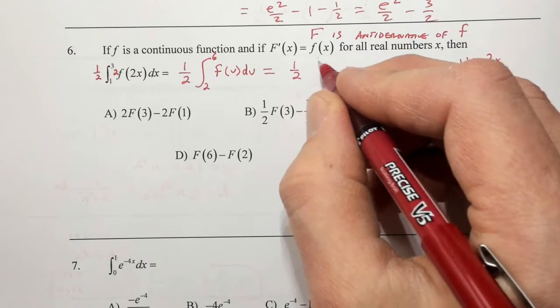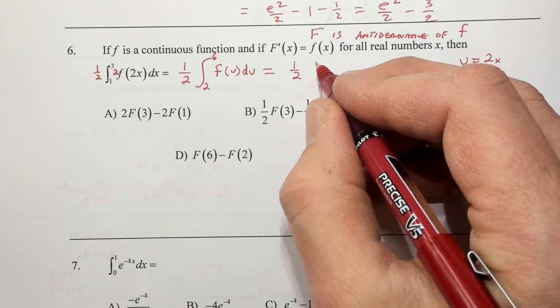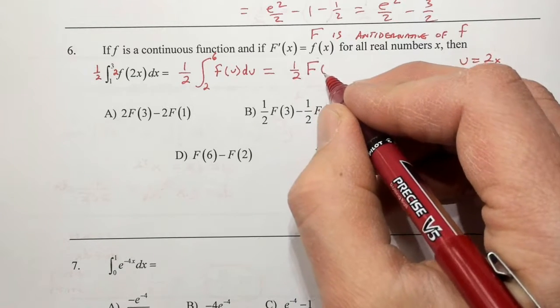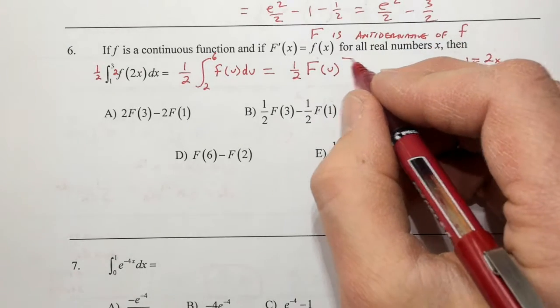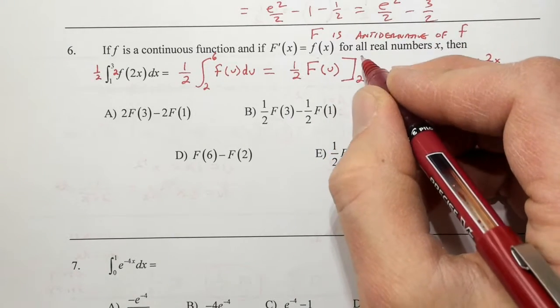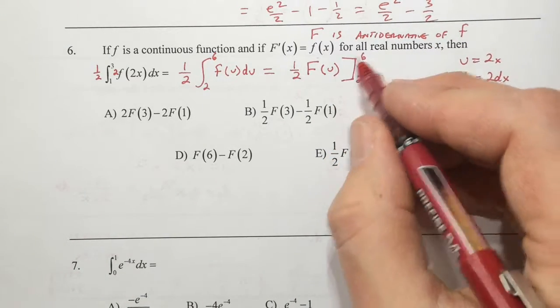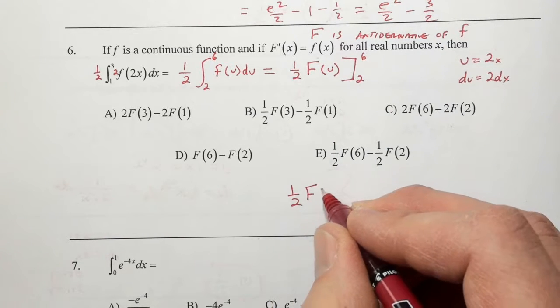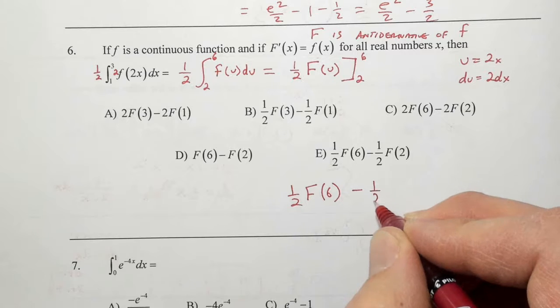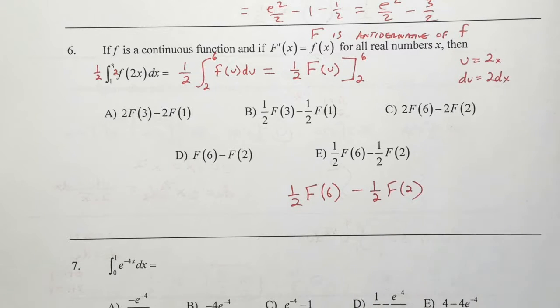So we have 1/2, and then big F of u. This doesn't look good, I apologize for that. Evaluated from 2 to 6. We're going to plug the 6 in first and the 2 second. So we have 1/2 big F of 6 minus 1/2 big F of 2. Our answer is E.